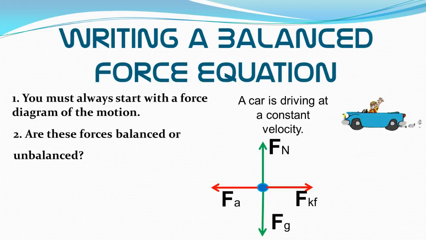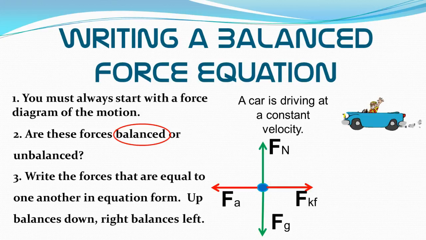Now we need to look if these forces are balanced or unbalanced. I drew all these magnitudes exactly the same. The green arrow going down is the same length as the green arrow going up. So they're the same force. Same thing with the left and right. So vertically and horizontally, I'm balanced.